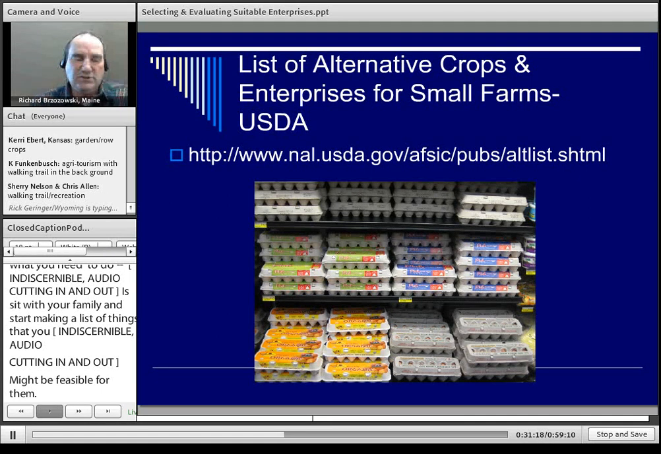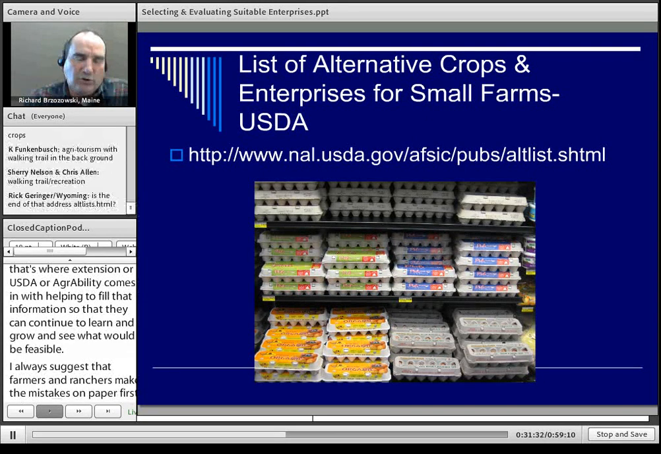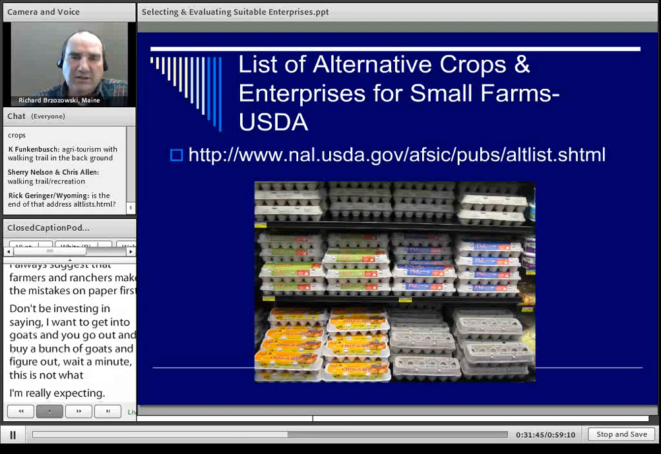I always suggest that farmers and ranchers make the mistakes on paper first. Don't be investing and say, I want to get into goats, and they go out and buy a bunch of goats and then figure out, wait a minute, this is not what I'm really expecting. So what I always encourage farmers and ranchers to do is to pick out some enterprises, do the research, push that pencil and see what's a feasible enterprise. Is this feasible for me, my family, my situation, and is there room for expansion? Or is there room for success? That's the first step. So that listing there would be a good one to go to.